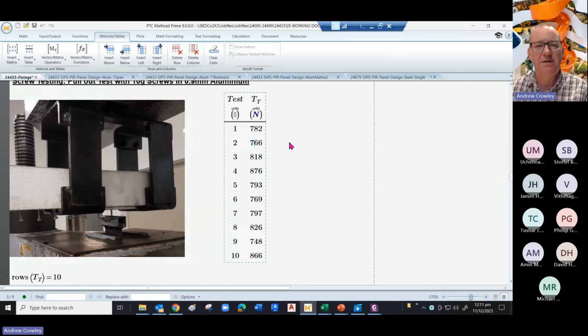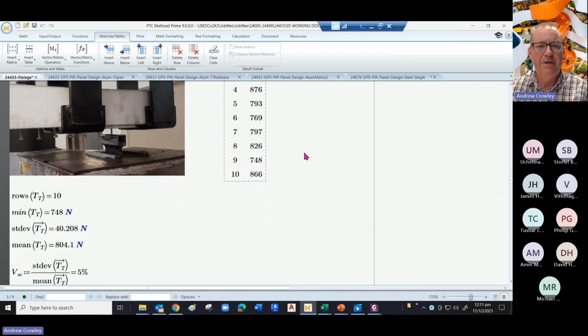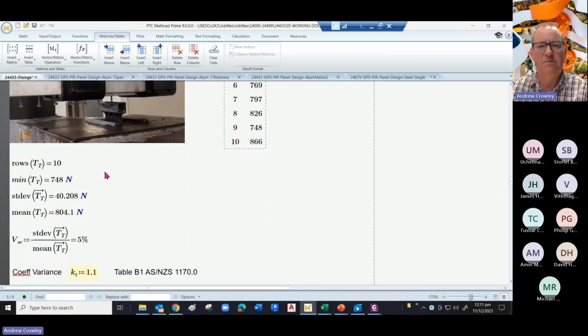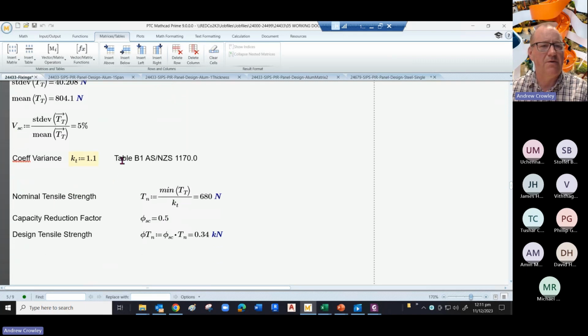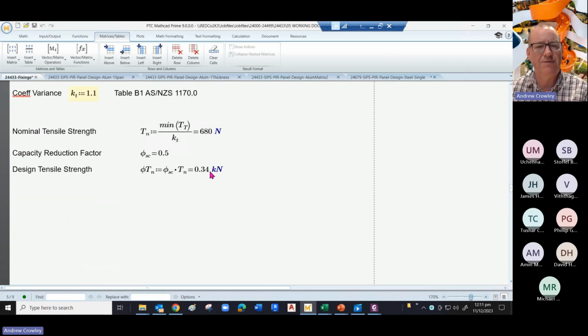It's two arrays. They have dimensions and they have units. And so each of those are a vector. So you've got two arrays of vectors. And because they're special vectors, you can do matrix mathematics on it. So you can count the number of rows, you can calculate the minimum in that particular vector, and find the standard deviation. And from that, get the coefficient of variance from 1170. So our nominal tensile strength is 680 newtons, and our capacity reduction factor is 0.5, giving us a tensile strength capacity of 0.34. So it's a bit higher than the figure we actually calculated.